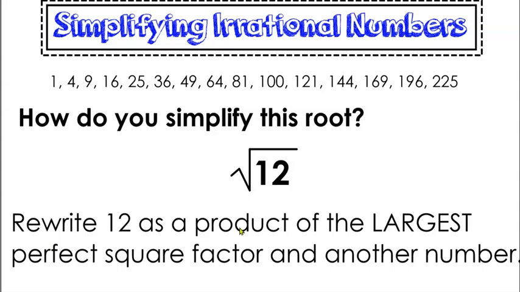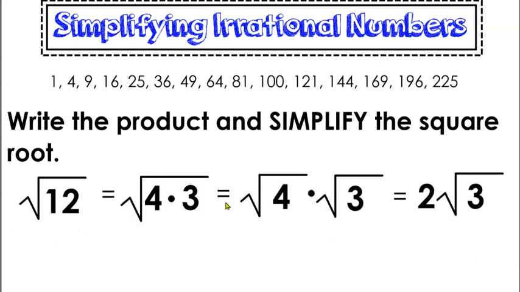So now that we know we need a product of the largest perfect square factor and another number, and we've done the math on our calculator, we could rewrite the square root of 12 as 4 times 3. And we could separate this product into the square root of 4 times the square root of 3. And the square root of 4 is a perfect square. So the square root sign can disappear, and the number will come out as the root, known as 2.